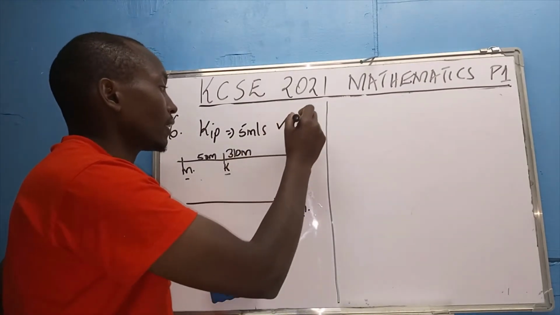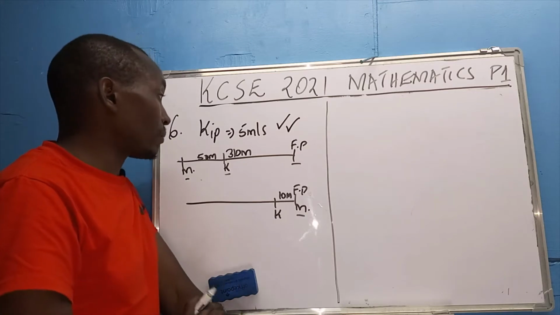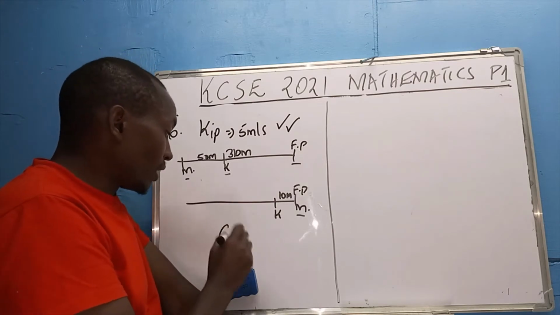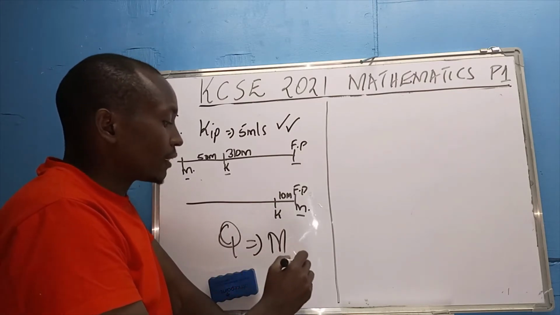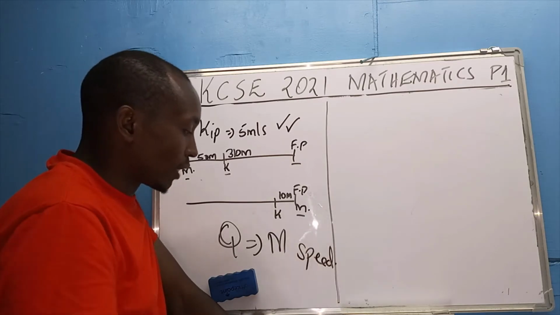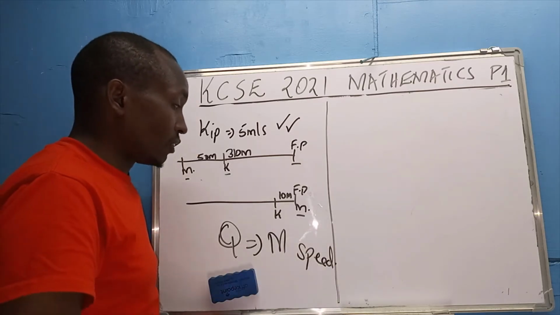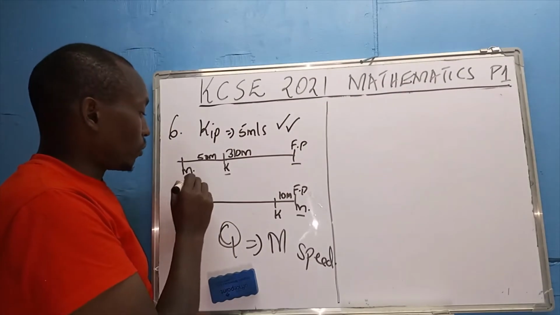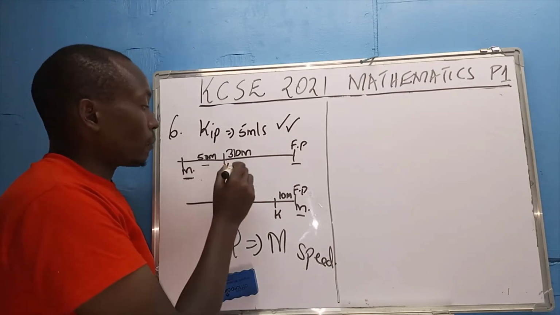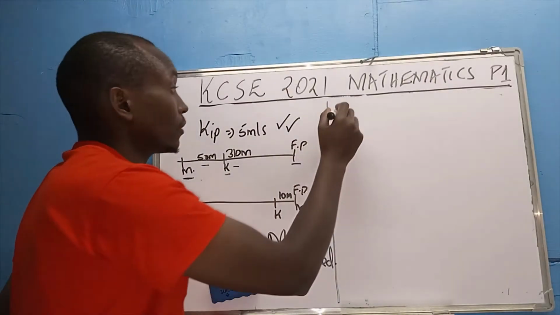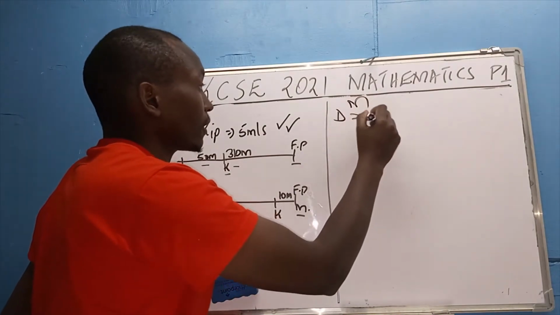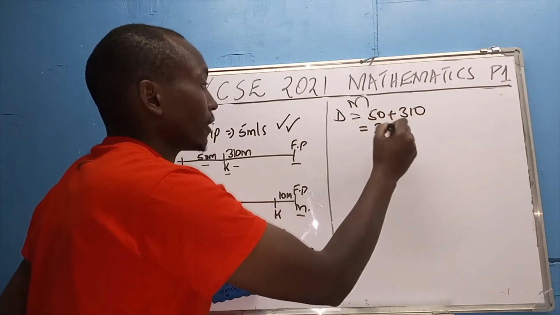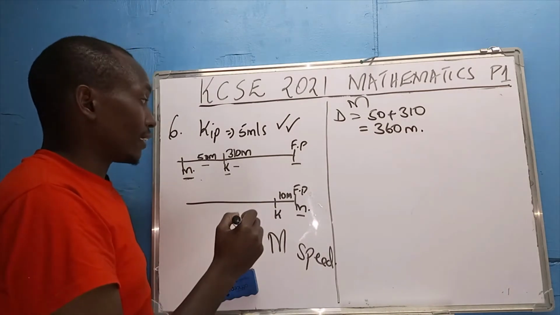What we know is the speed for Kipsang. Kipsang is running at an average speed of 5 meters per second. So the question is, we find Mutunga's speed. There are several ways you can approach this. Maybe the first way to argue this: look at Mutunga. Mutunga has run 50 plus 310. So the distance that Mutunga has run is 50 plus 310. That is 360 meters.